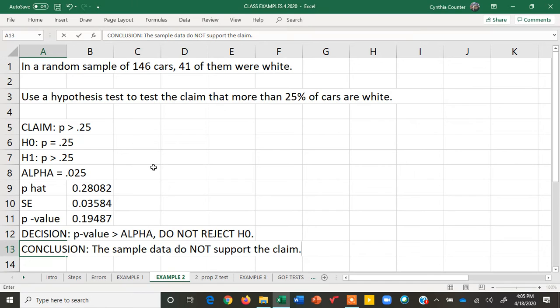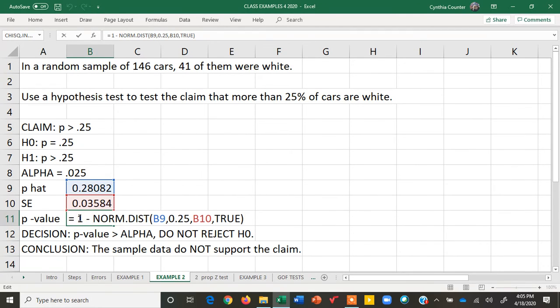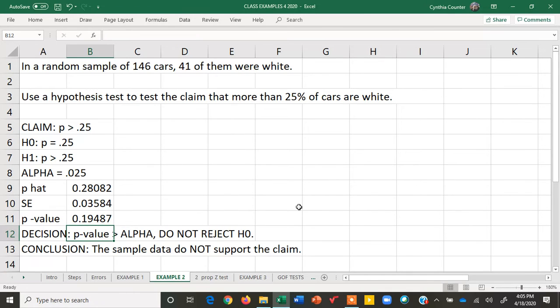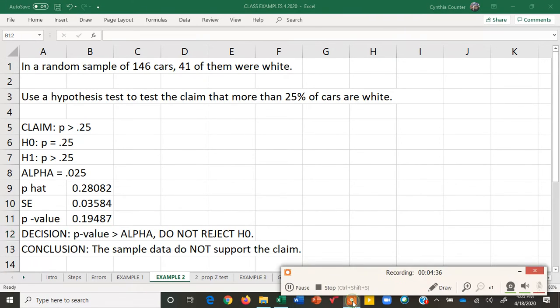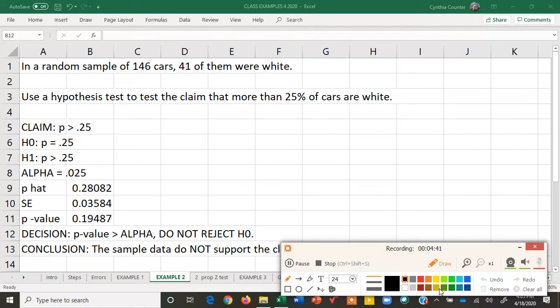Okay, so what you've noticed now, of course we've seen this before, when you have a p-value that's big, and big simply means bigger than alpha, we do not reject the null, so we do not support the alternative, which is the same as the claim. Now, let's go back and talk more about why we had to do this 1 minus. We've been using the norm.dist to do probabilities in left tails because the norm.dist always finds areas to the left of that first input you give it.